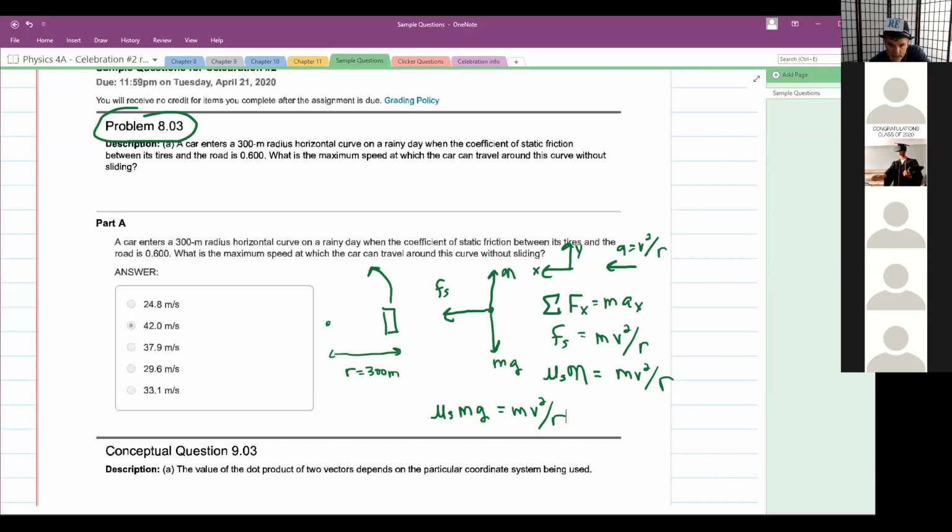Why is it static if the car is not moving? Good question. Kinetic friction for a tire would be if the tires lock and then the rubber is actually sliding across the road. So if you have skid marks, that would be because of kinetic friction, where the tire is actually sliding across the road.